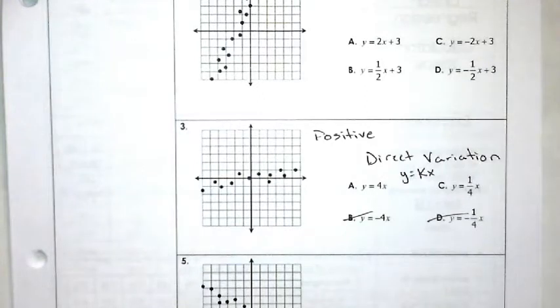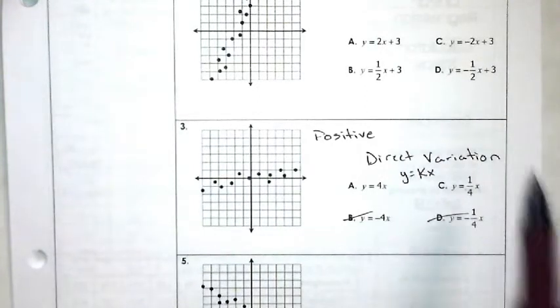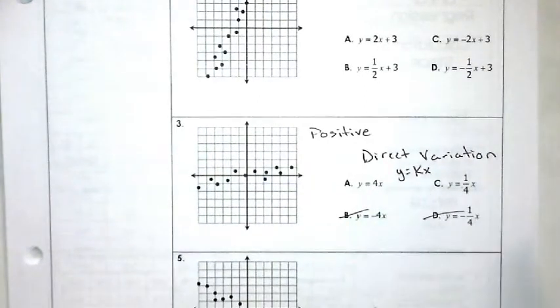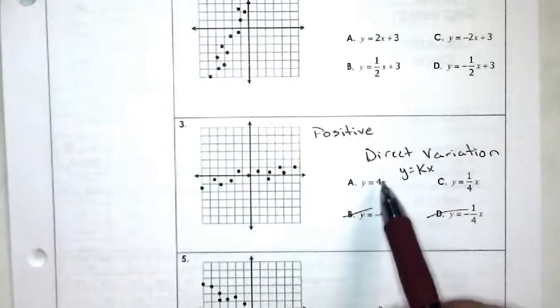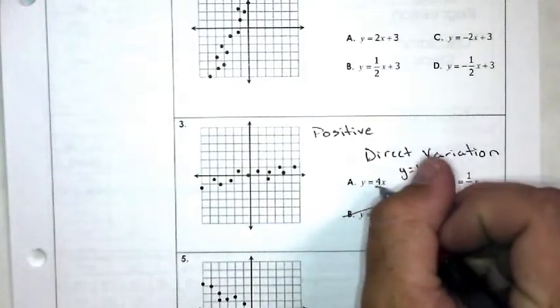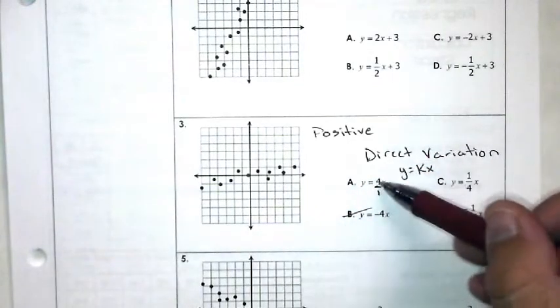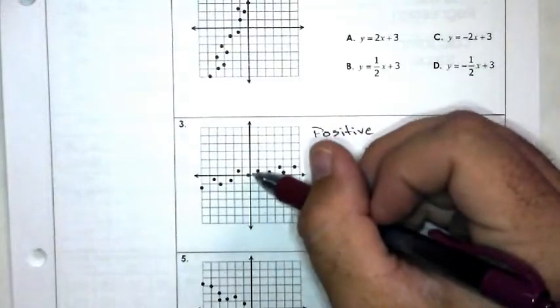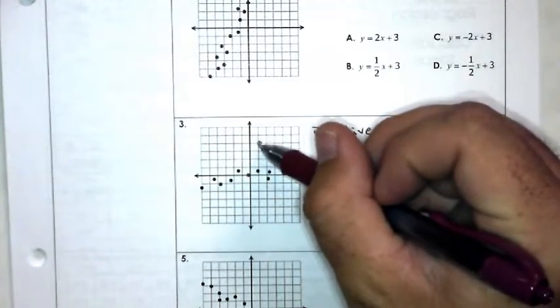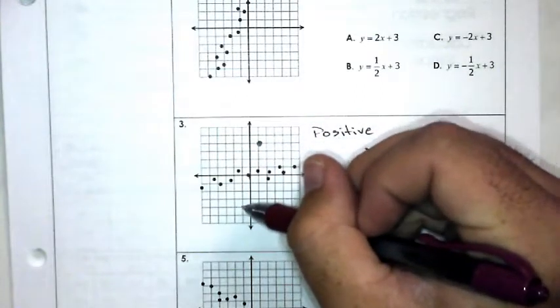Okay, so these are direct variation equations, which means we start at the origin. Now, if I have a slope that is a whole number and I need to do rise over run, what do I put that whole number over? 1. So now I have a rise of 4 and a run of 1. So I'm going to plot that. Rise of 4, run of 1. Now I work in the opposite. Then I trace my line.